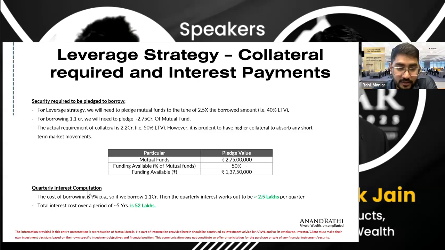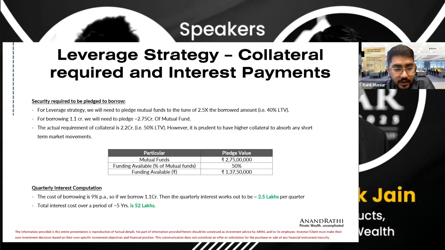Like I said, quarterly interest computation. You saw in the earlier slide that the cost of borrowing is 9%. So if we borrow 1.1 crore, the quarterly interest works out to be 2.5 lakh rupees. So the total interest cost over a period of 5 years is 52 lakh rupees.